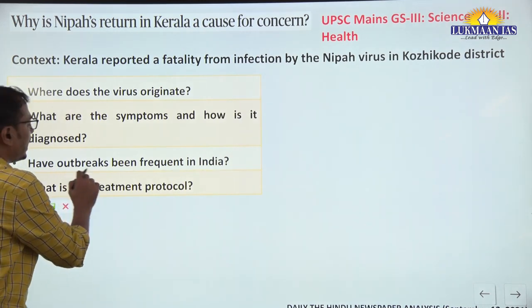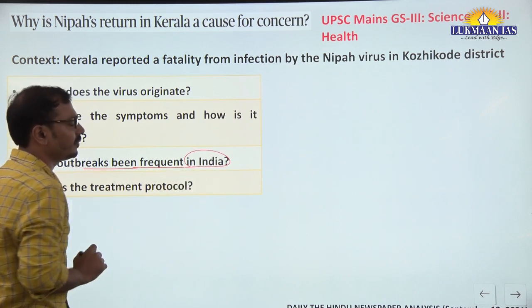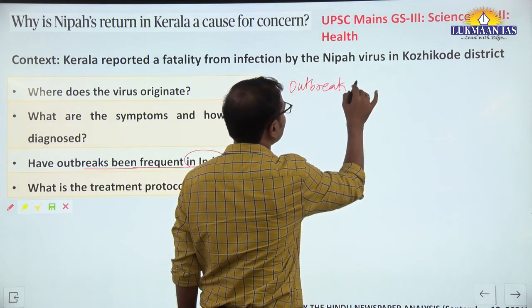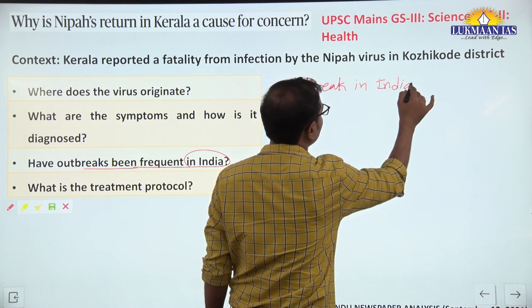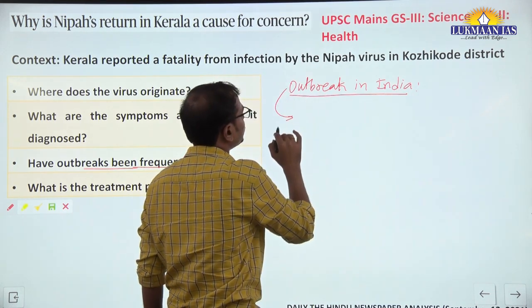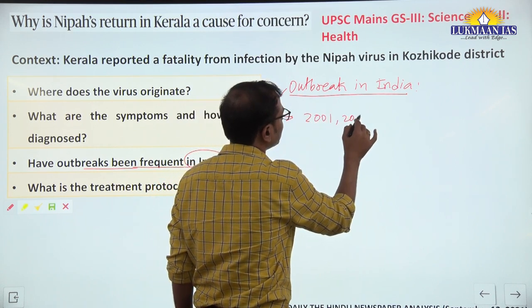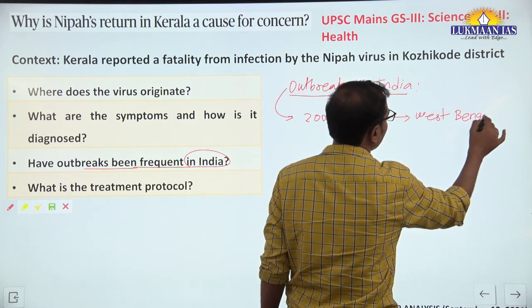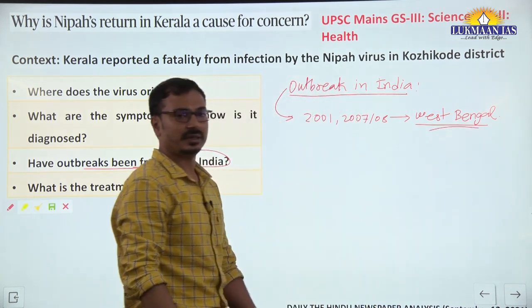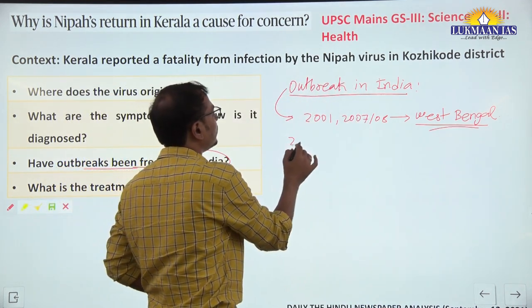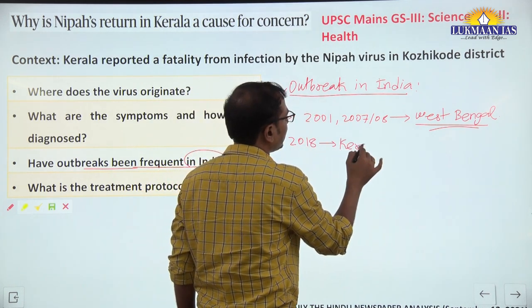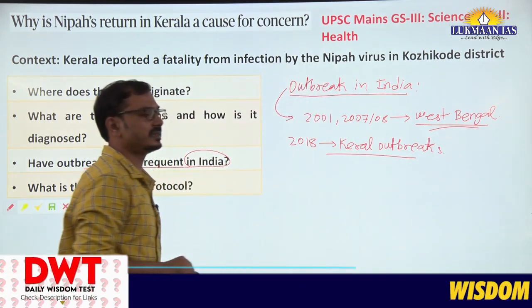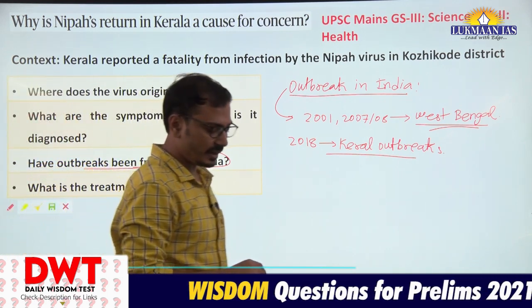Now, have the outbreaks in India been frequent? The outbreaks in India are not frequent, rather there are isolated outbreaks. You should remember 2001, 2007 or 8, West Bengal, the spillover effect from Bangladesh outbreaks at that time, and the 2018 Kerala outbreak. These are two important and recent instances, along with 2021. So sporadic events happen.